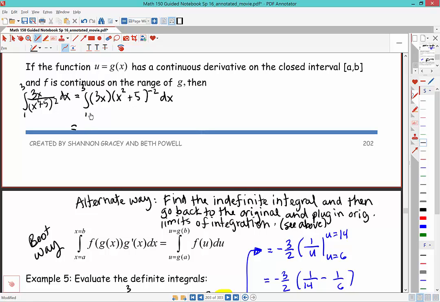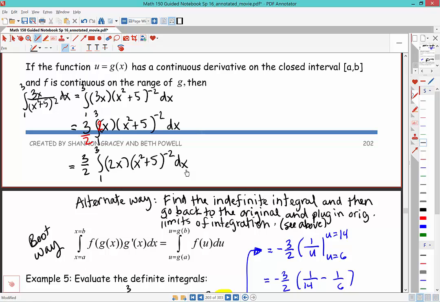So here, if I bring out this 3 and I multiply it by the integral from 1 to 3 of x times x squared plus 5 to the negative 2 with respect to x, recognize that you need a 2 right here, don't you? You need a 2 multiplied to the x. So if you divide this one by 2, you'll end up with 3 halves times the integral from 1 to 3 of 2x times x squared plus 5 to the negative 2 with respect to x. So this, by the way, is using pattern recognition. This method, okay?